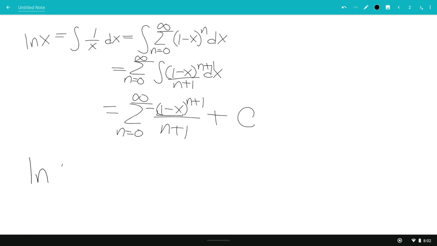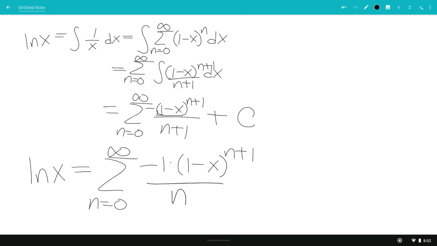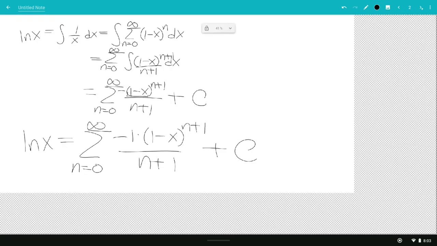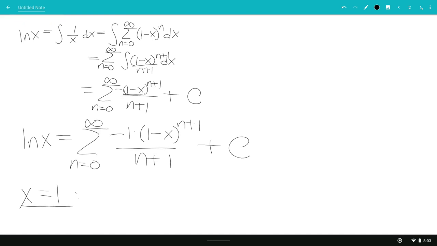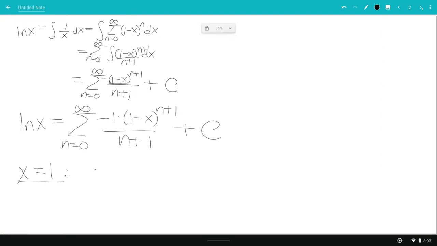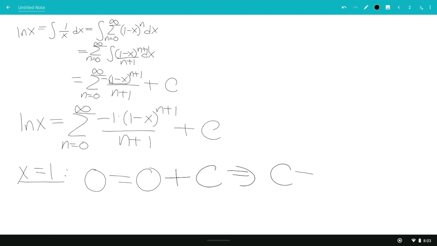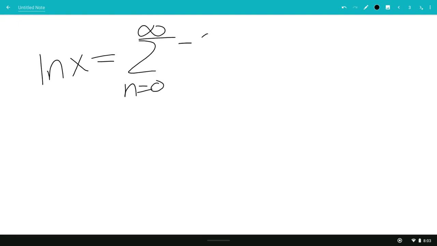because any indefinite integral will have c. So we get that ln x is the sum from n equals 0 to infinity of negative 1 times 1 minus x to the n plus 1, over n plus 1, plus c. We can plug in x equals 1. The left-hand side, ln of 1 is 0. And then this will be 1 minus 1, so this will also be 0 for all terms, plus c. This means that c equals 0. So we have that ln x is the sum, n equals 0 to infinity of negative 1 minus x to the n plus 1 over n plus 1.